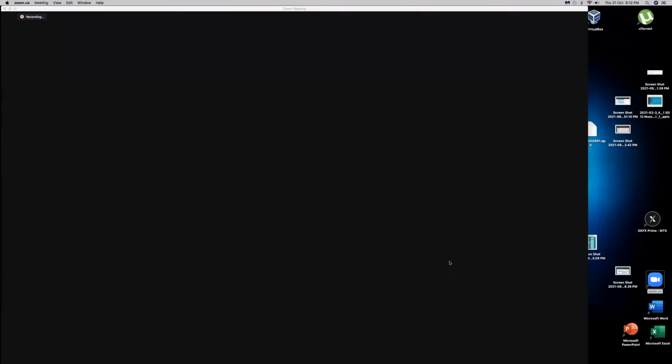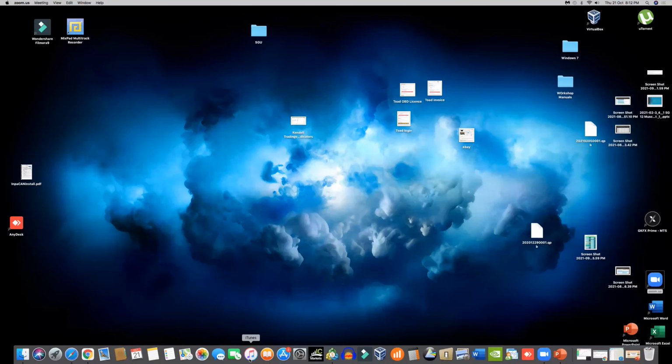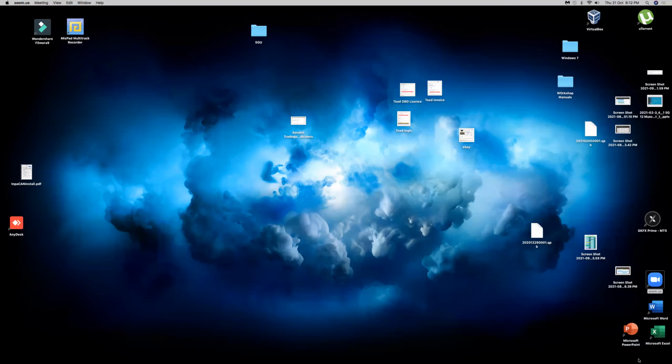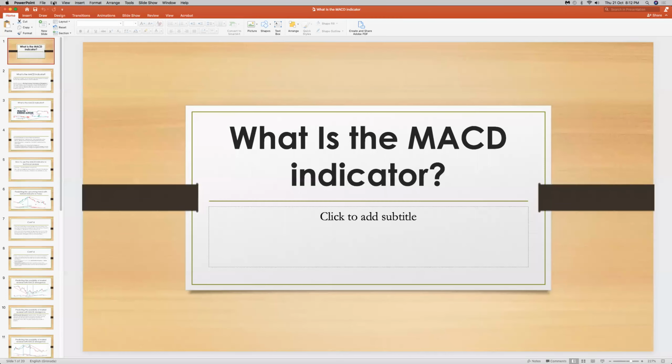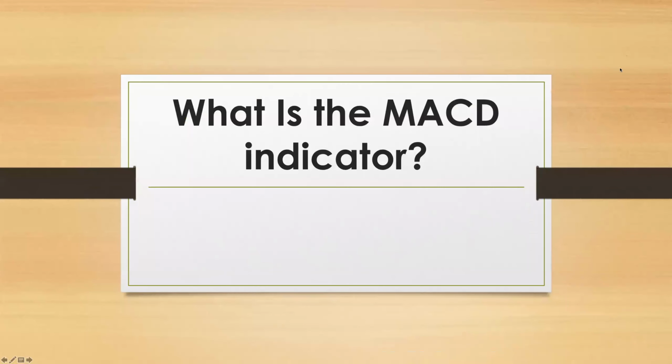So tonight's indicator, as I made mention earlier, is the MACD. It's not a very long presentation. Let me just bring that up. All right, so tell me, are you seeing my screen? What is the MACD indicator? Are you seeing my screen? Yes. All right, good.